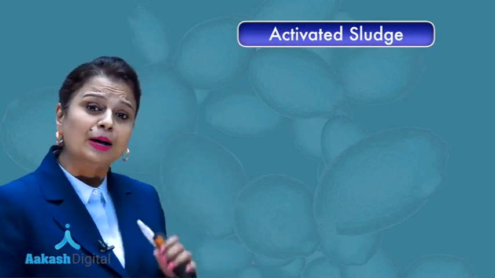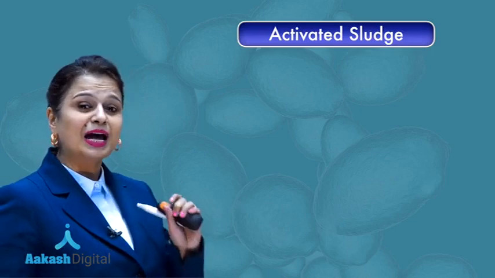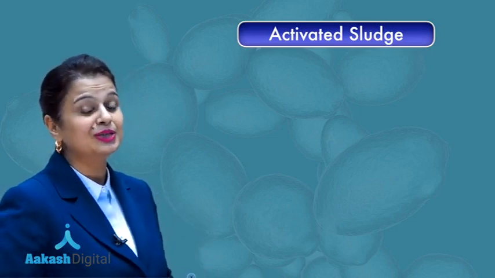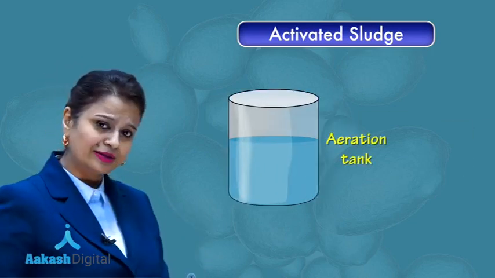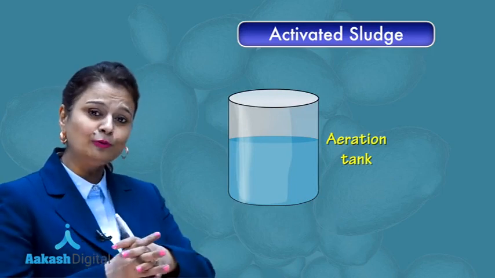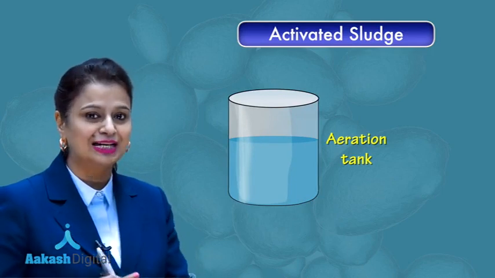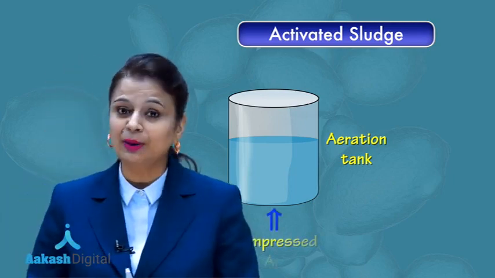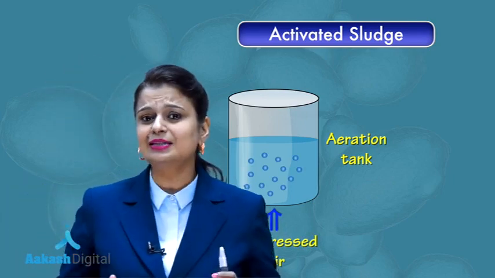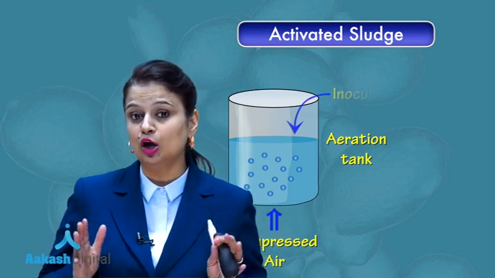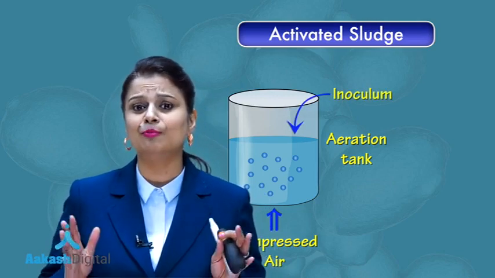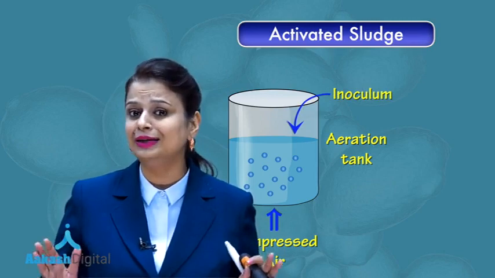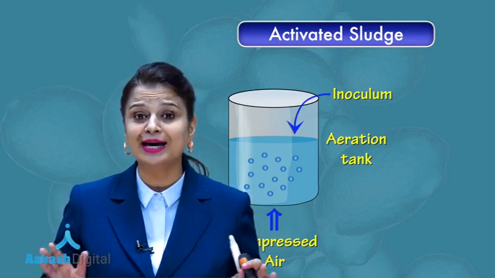Now from primary settling tank, primary effluent is transferred to this aeration tank. In this aeration tank, this effluent is constantly agitated mechanically, and along with that air is pumped. Now in this tank you have added inoculum, which consists of microbes which are involved in decomposition of organic matter.